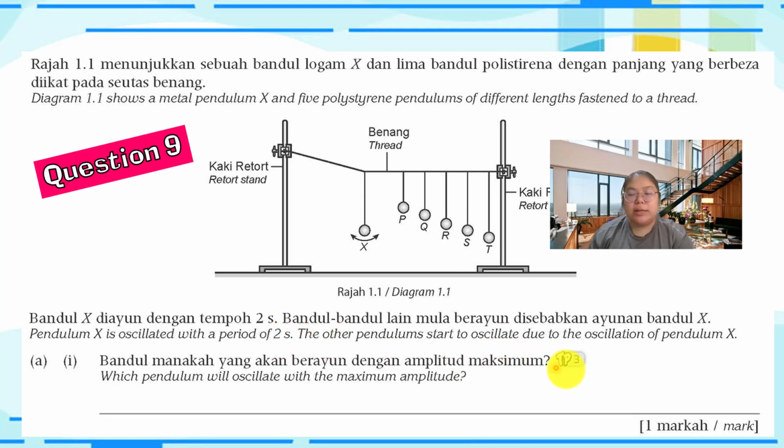The other ones start to oscillate also. But they just want to find which pendulum can oscillate with the maximum amplitude. Okay, that means from here we need to find the one whose length is almost the same. So from here I choose S, the one with the same length as pendulum X.